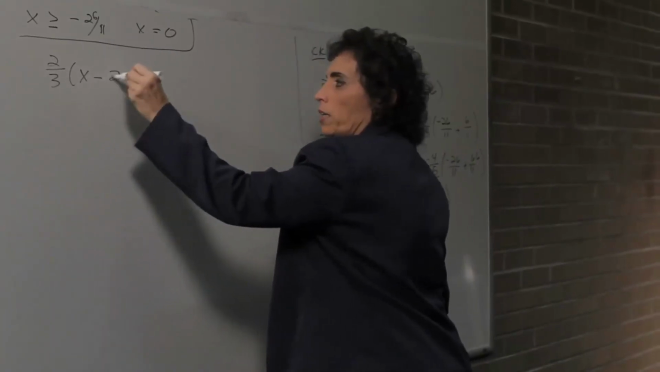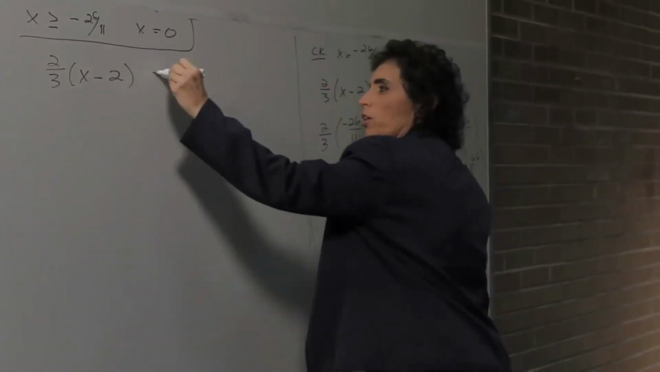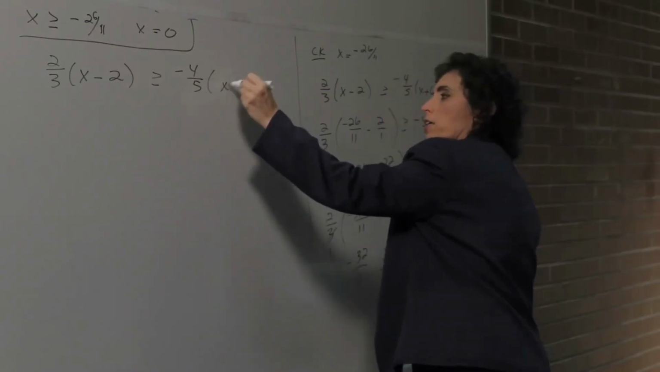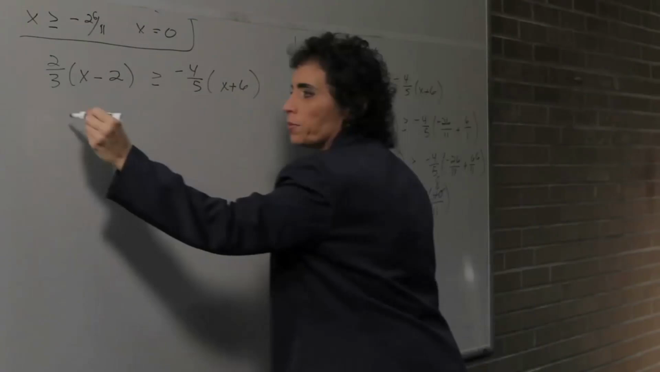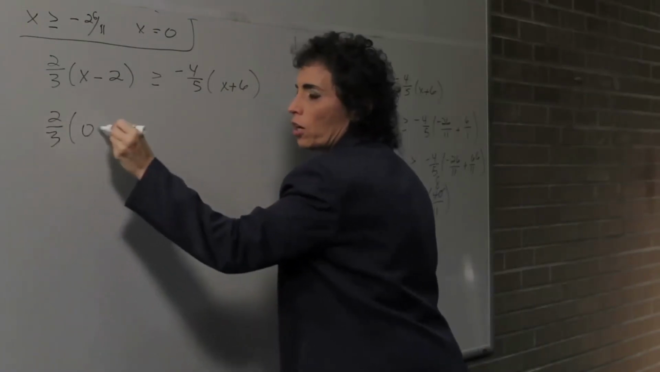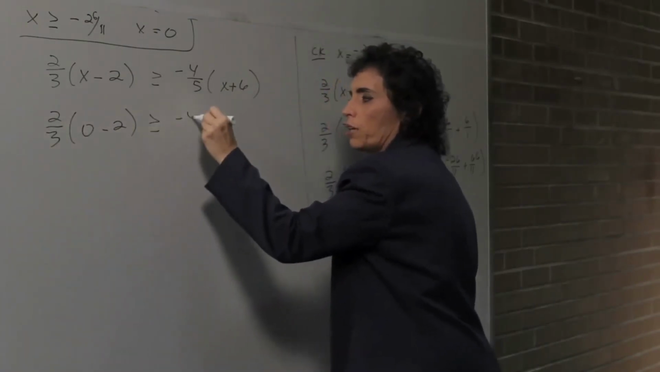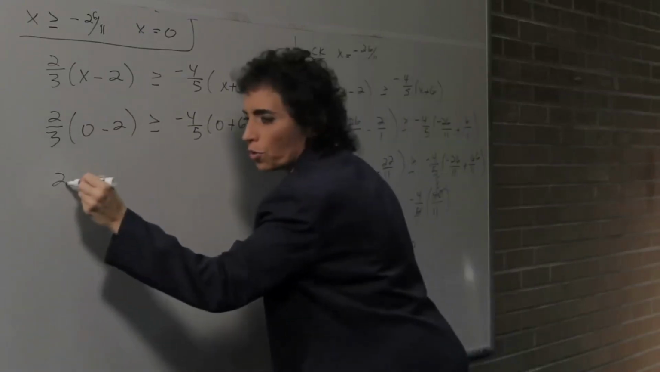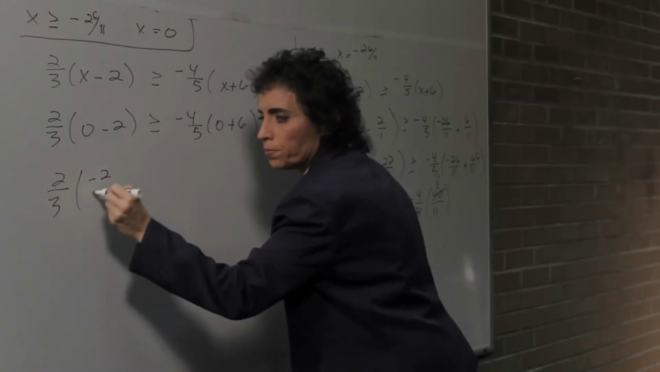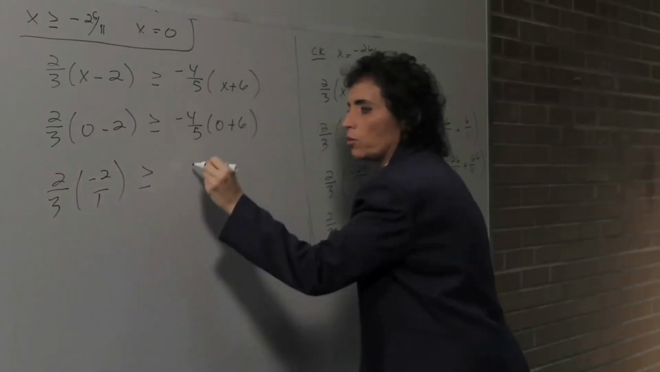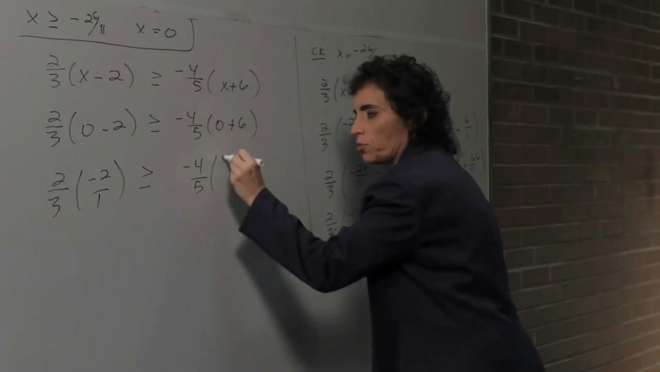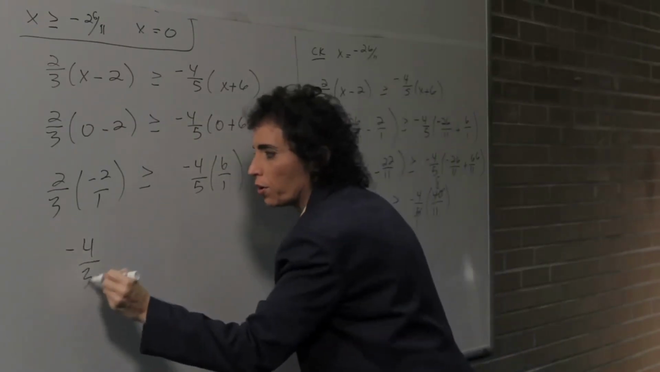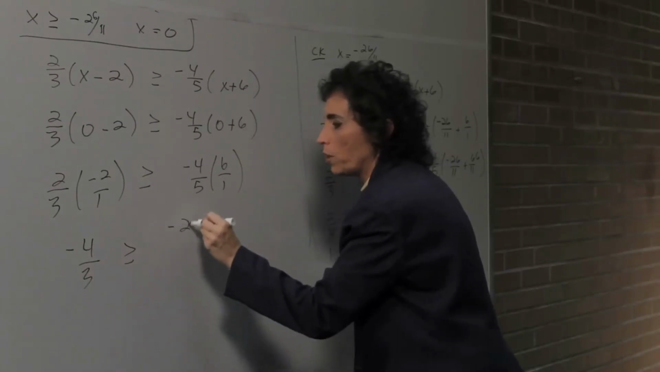Okay. 2/3 x minus 2 is greater than or equal to, I'm going to dream about this problem tonight. Okay, here we go. 2/3 times 0 minus 2 is greater than or equal to negative 4/5 times 0 plus 6. 2/3 times negative 2 is greater than or equal to negative 4/5 times 6. Whoa, this is so much easier. This is negative 4/3 is greater than or equal to negative 24.